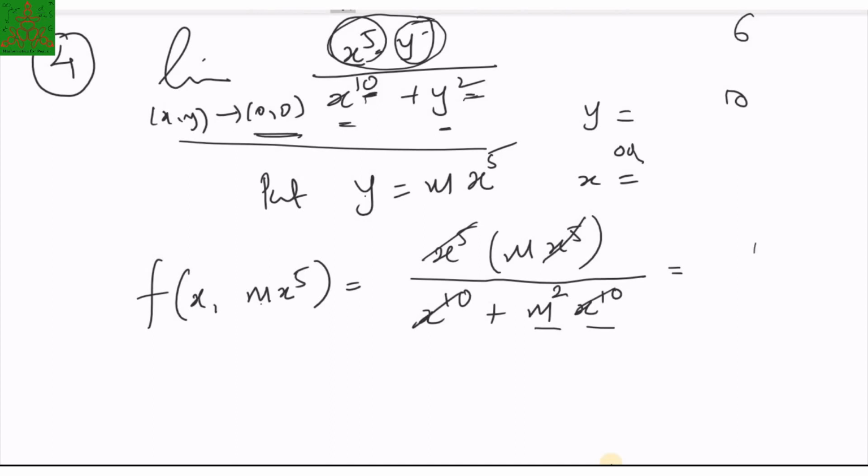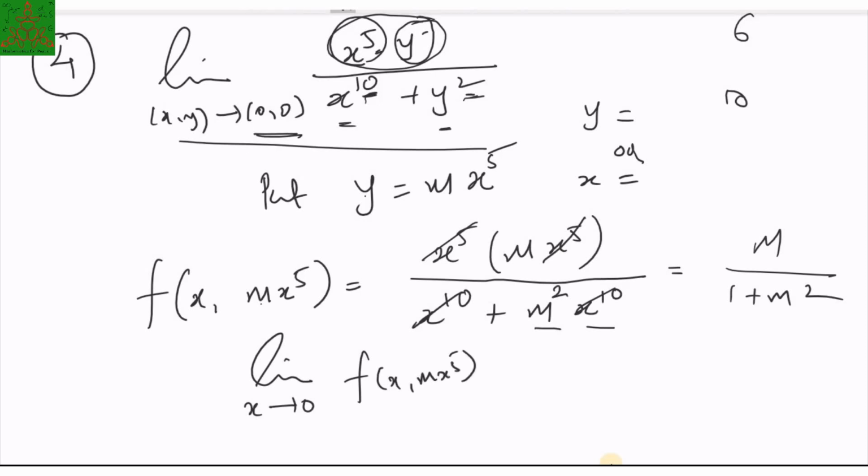So the answer is m upon 1 plus m square, and if you take the limit here as x tends to 0, f of x, m x power 5, that will have the answer m upon 1 plus m square, which depends on m. So if you change the value of m, the limit of the function is changing, so it is path dependent, and that's why the limit of this function does not exist.